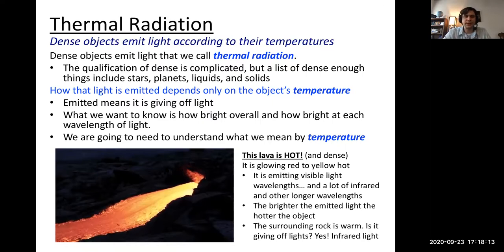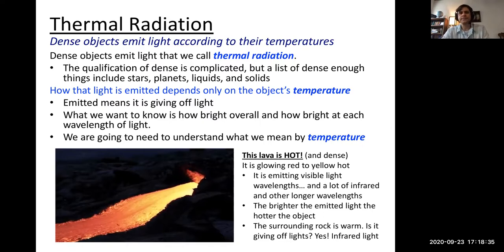But what about the surrounding rock? Clearly not giving off its own visible light, but it has a temperature and it is dense. Is it giving off light? Absolutely, it's giving off infrared light. It's cold enough that it's not giving off any visible light. It'd have to get hotter, like that lava, that molten rock, to give off visible light.